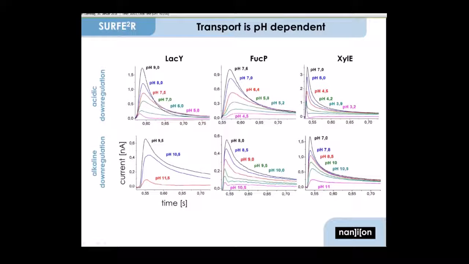I started to investigate the pH dependence of the different transporters. For the 3 E. coli sugar transporters shown here, the transport is decreased in the acidic and alkaline pH range. The acidic pH range is shown on the top, the alkaline pH range is shown at the bottom. In the neutral pH range, all transporters show a high transport activity.